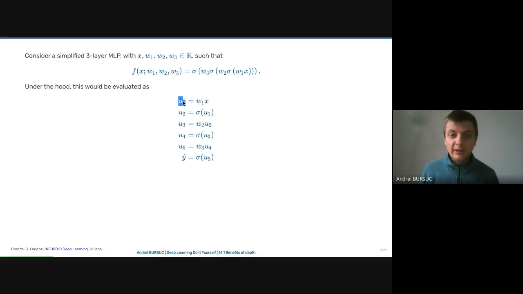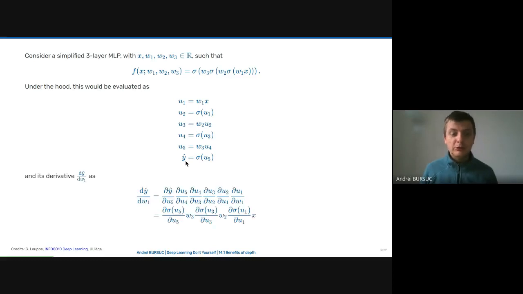in the first layer, I have U1, which is W1 times X. U2 is a sigmoid. Let's say that we have a sigmoid activation function of U1 and so forth. So we have this chain of operations in the forward pass. When we do the backward, we want to compute the derivative of the output y hat with respect to W1, which is the weight in the first layer.